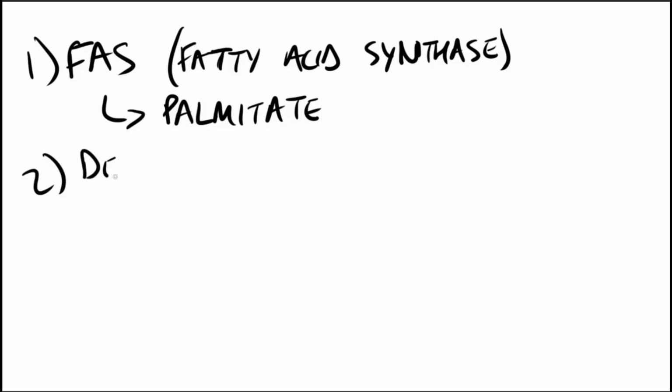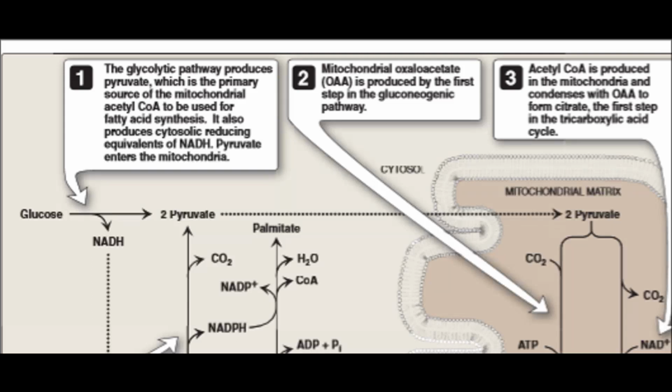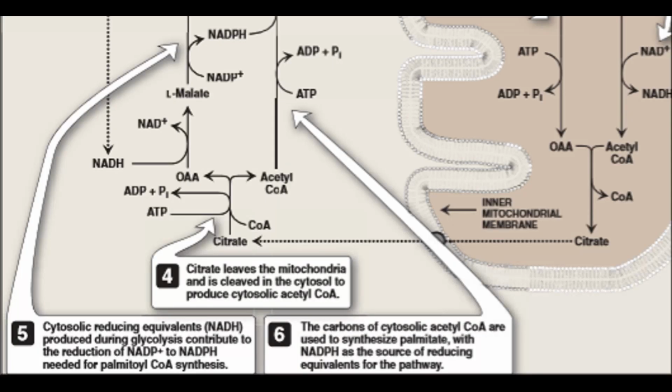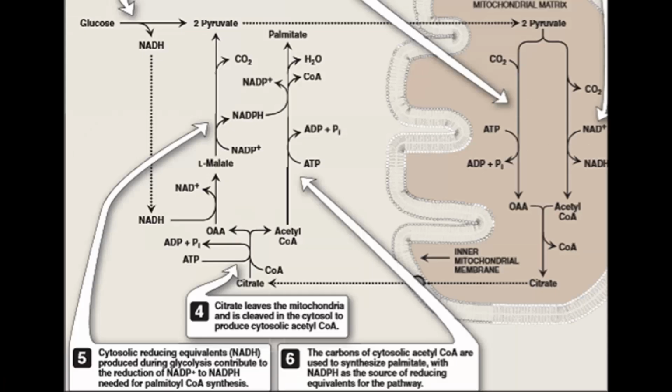Desaturases present in the smooth endoplasmic reticulum are responsible for desaturating the fatty acids. Alright, let's review what we learned today. From the glycolytic pathway, we have pyruvate going into the mitochondrial matrix. From here, remember, we have the pyruvate dehydrogenase complex, and you're going to get acetyl coenzyme A. With the help of citrate, it is going to come out into the cytosol and cleave into acetyl coenzyme A. Acetyl coenzyme A, with the help of acetyl coenzyme A carboxylase and fatty acid synthase, is going to give us palmitate, and that is our fatty acid synthesis.